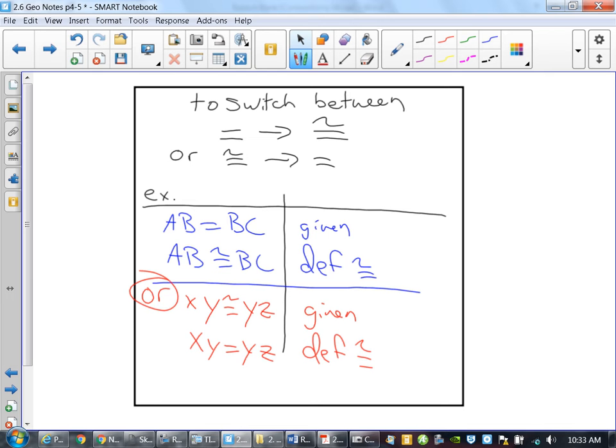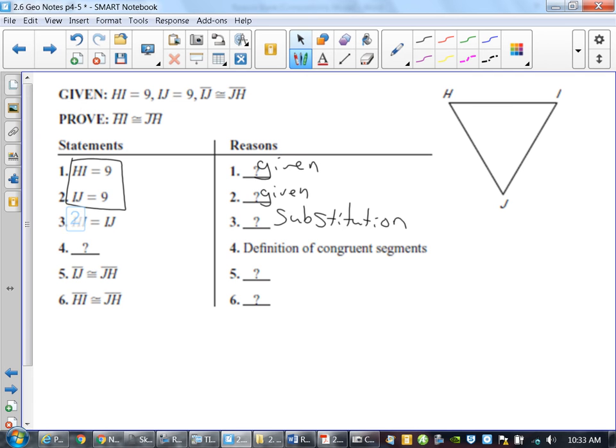It'll make more sense if I show you this. Well, actually, the example that they have here makes a lot of sense. So here, notice they say definition of congruent segments. That means that they then have HI is congruent to IJ. That's all it does. Because look at the next two parts. They're all in congruencies. They just switch from equality to congruent just to keep the flow.